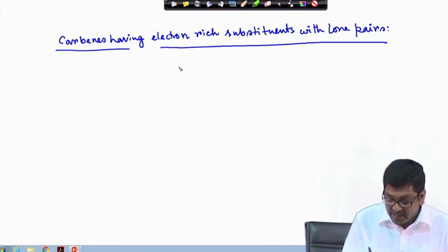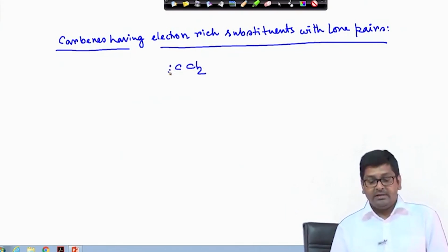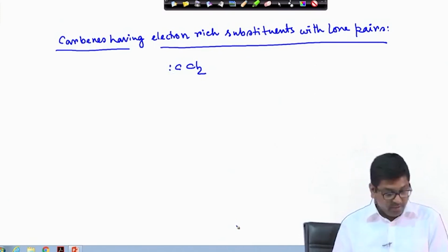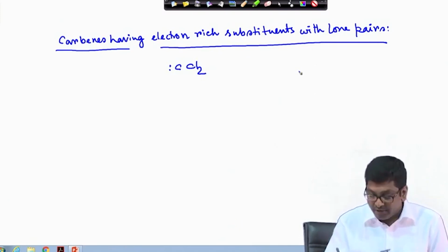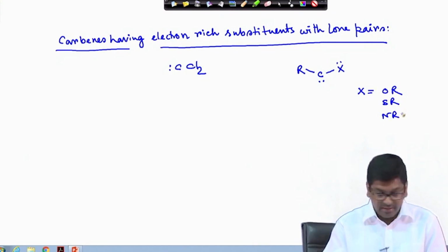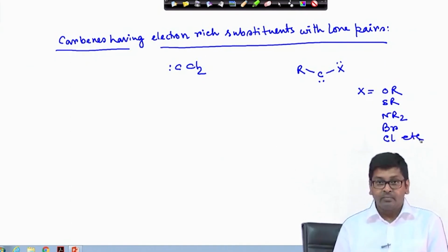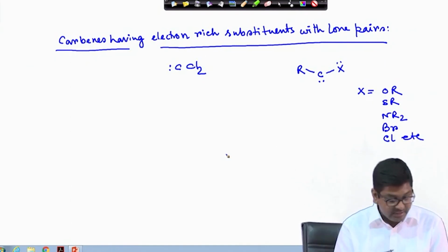Okay. As per example, you see this dichlorocarbene. Okay. We can write this one like this. Now, X are having lone pair. This X could be OR, SR, NR2, Br, Cl, etc. So, now we have all those things.